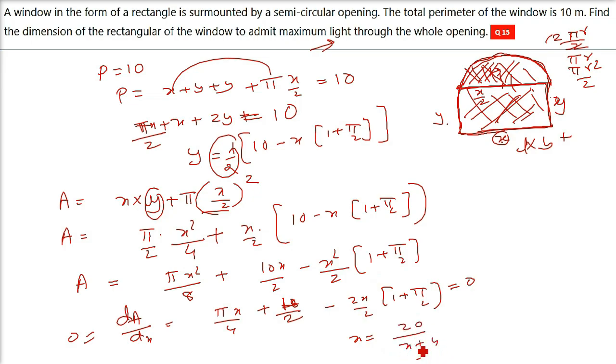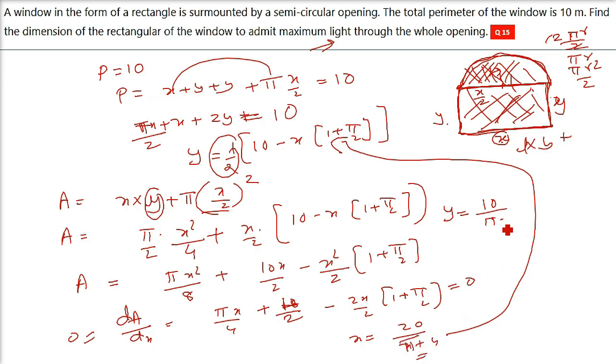That is, x is the basic value and y is the basic value here. And we have imagined that as x. Now place this in y because y was already the expression. So you will get y when you replace x as 20 by pi plus 4. Y you are going to get as 10 by pi plus 4. You already have x and y from where we started. X and y we actually anticipated. But now we have got the final value.